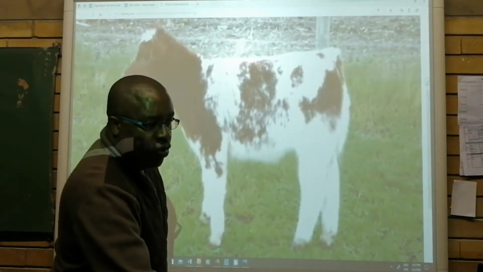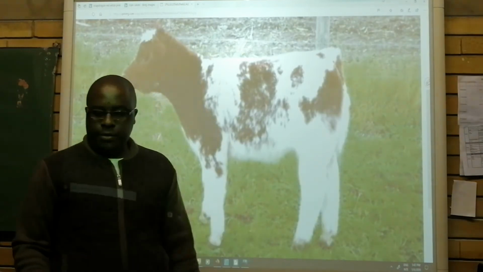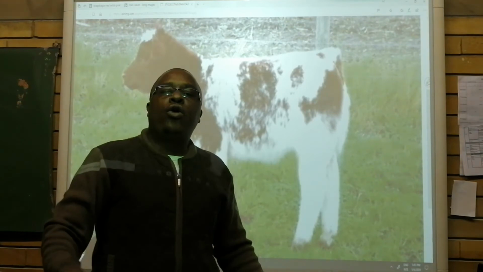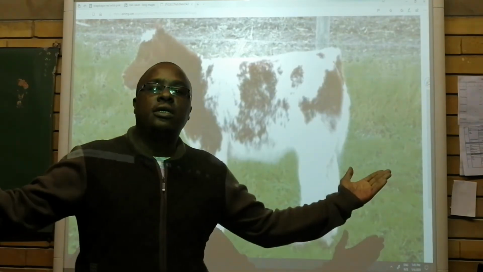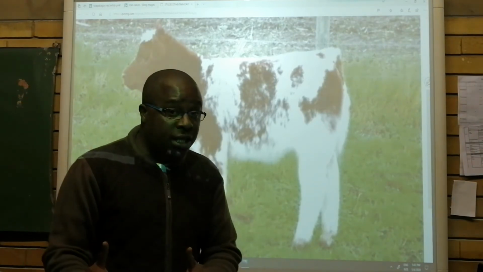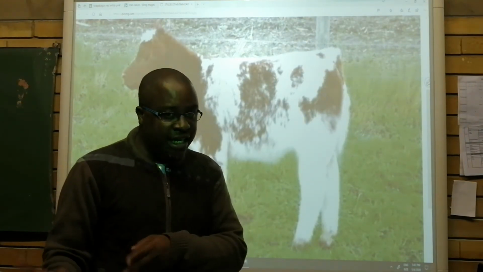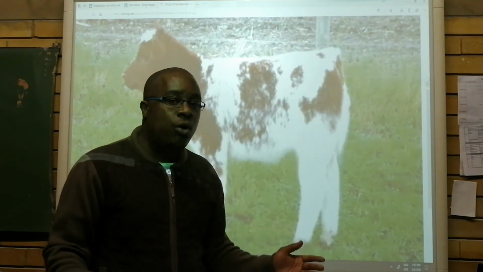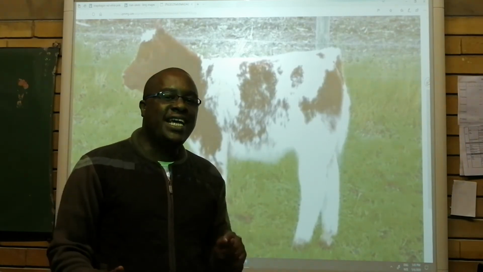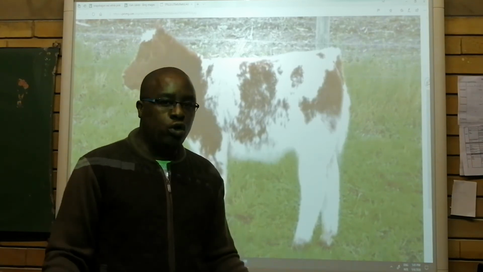This calf is a wrong calf. Why? This calf is an offspring of two cows mating. And one was what? Was red. Had red hair. And the other had what? White hair. Because the alleles, the red and white alleles, are equally dominant.